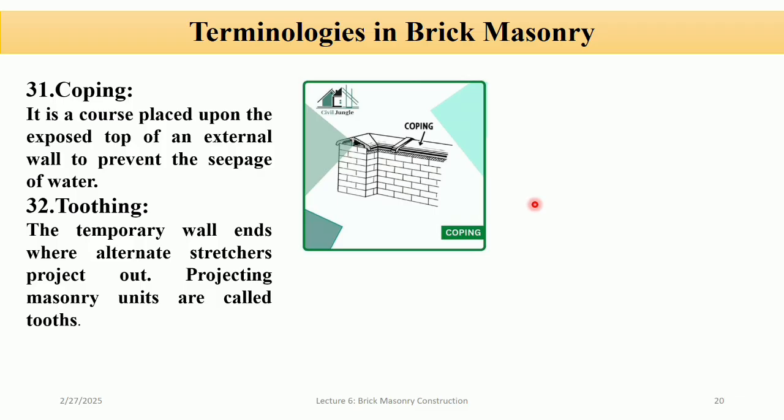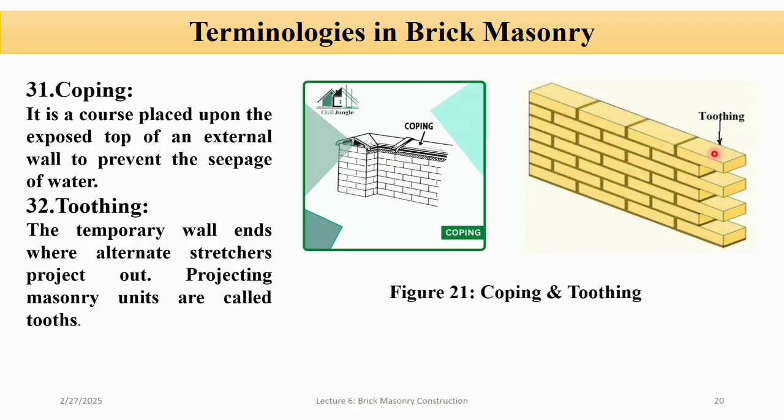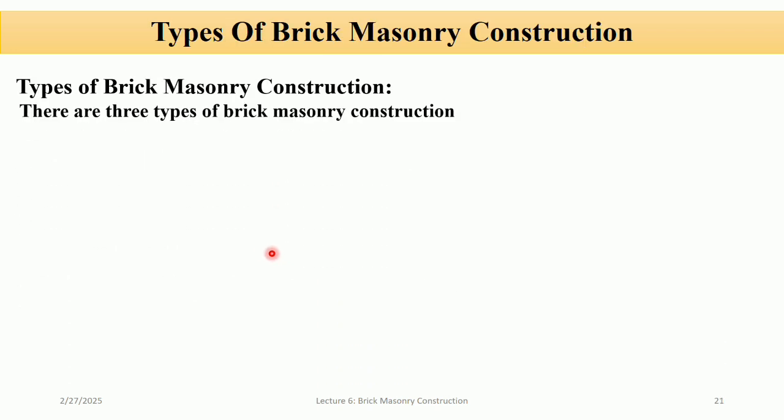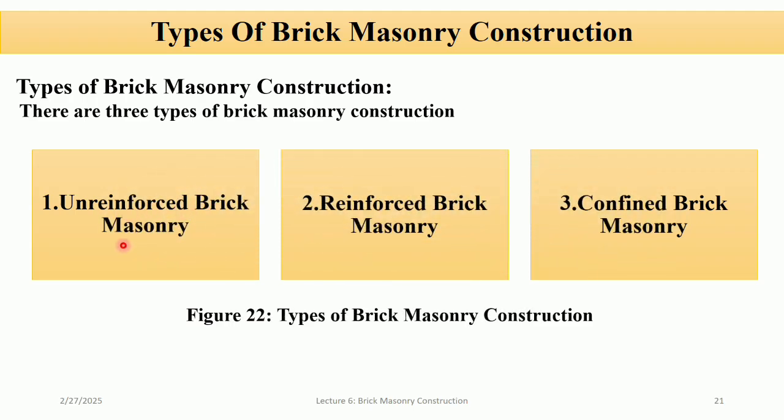Toothing. These are temporary wall ends where alternate stretchers project out. The projecting masonry units are called toothing. Now let's discuss types of brick masonry construction. There are three types of brick masonry construction: unreinforced brick masonry, reinforced brick masonry, and confined brick masonry. We will discuss each type in detail in the next slides.